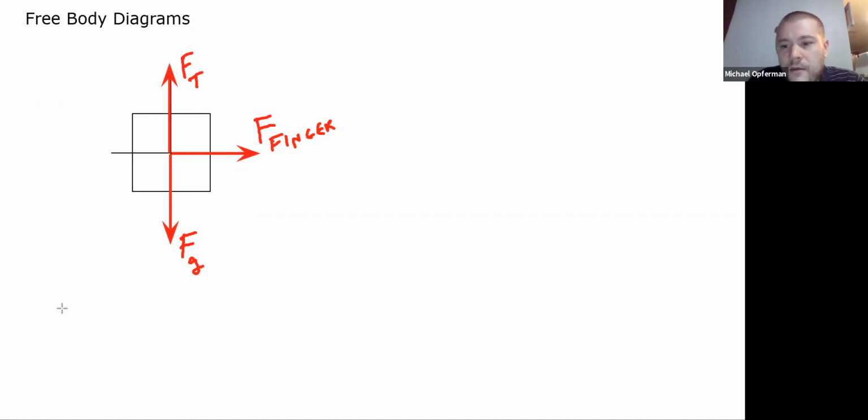And then we talked about how there was significant friction between the block and the table, so we should include the friction. I might have to think for a second, which way is the friction force going to go? Well, the finger is pushing it in one direction, so the friction is probably going to be in the opposite direction like this. So here's the force of friction.